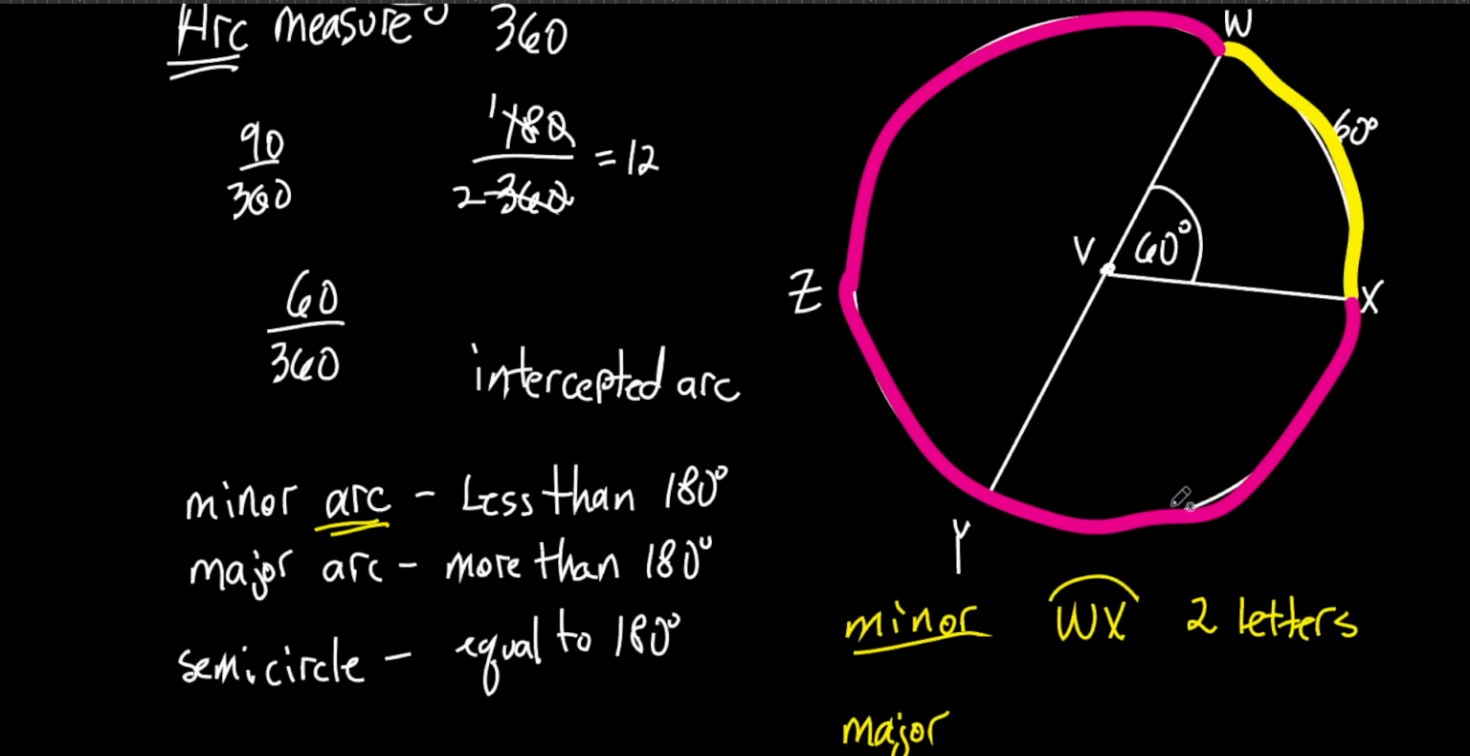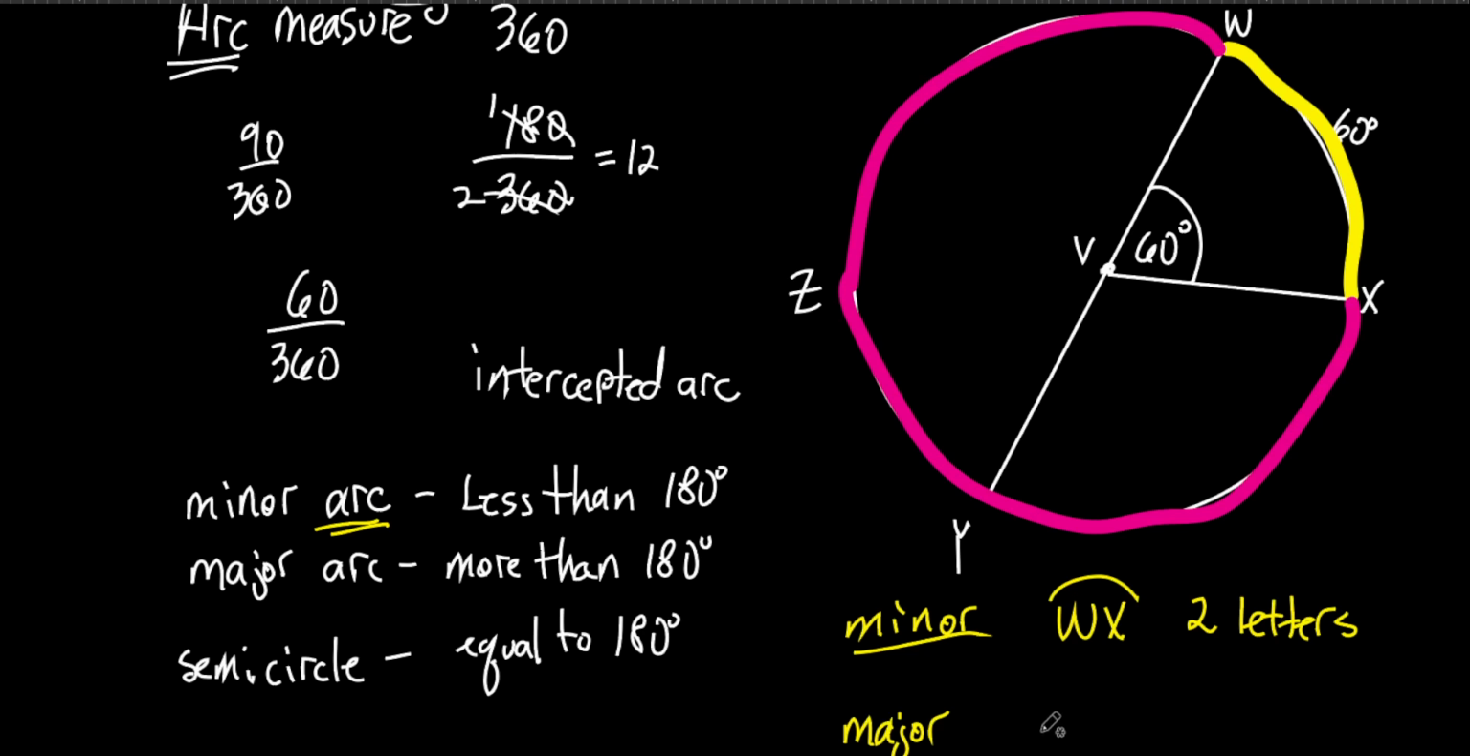What's this pink one right here? It's a major arc. Why is it a major arc? Because it goes more than 180. It goes more than halfway around the circle. So I can't just say WX, because if I was trying to label that pink arc, I don't know if I'm talking about just going from here to here, or going from here all the way around. So what's the way to make sure you know whether you're talking about the major arc or that minor arc?